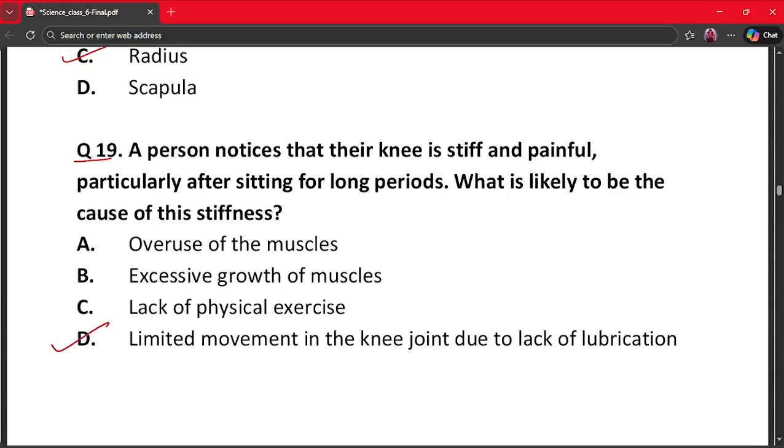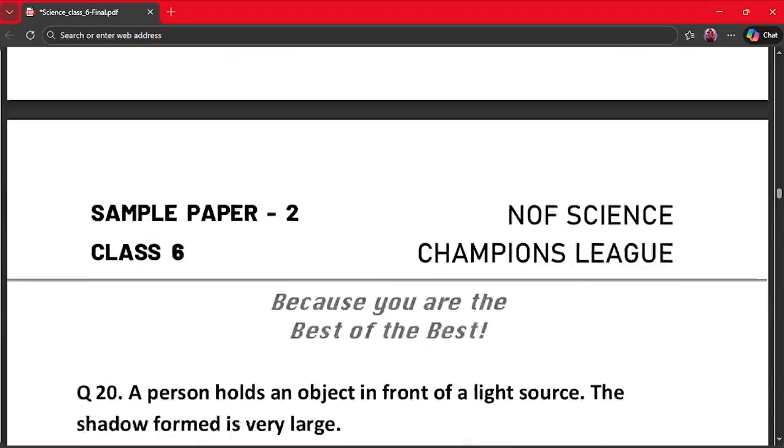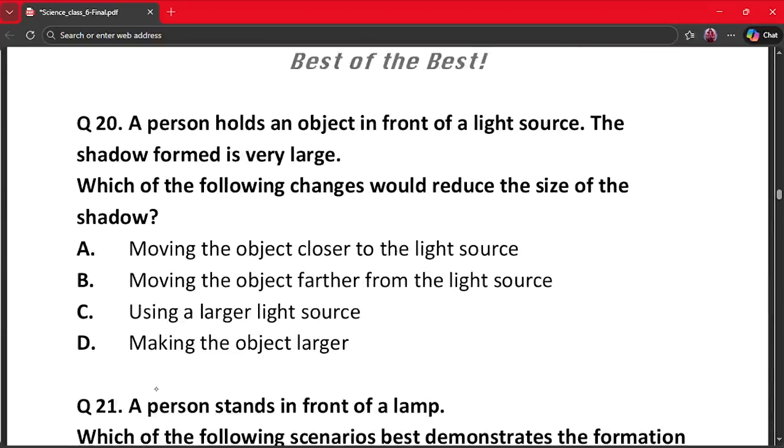So joints have lubricating fluid and lack of movement reduces lubrication. This causes stiffness and also pain. So long sitting reduces joint movement and limited lubrication is the main cause. Our next question is question number 20.